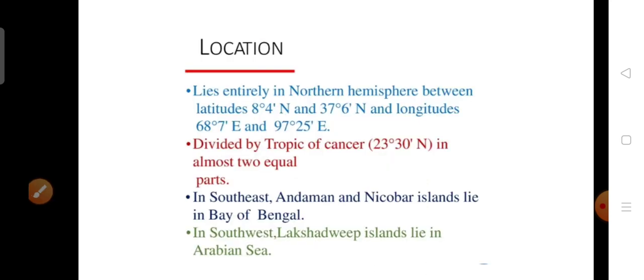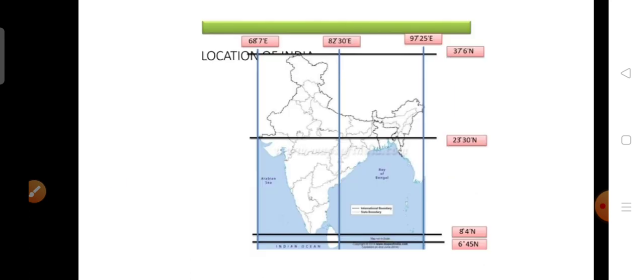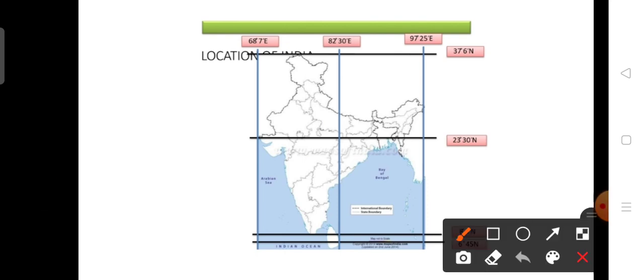India is divided by Tropic of Cancer, that is 23 degree 30 minutes north, in almost two equal parts. As I told you in the previous figure, this is the Tropic of Cancer. This one is the Tropic of Cancer, which is dividing India into two equal halves.